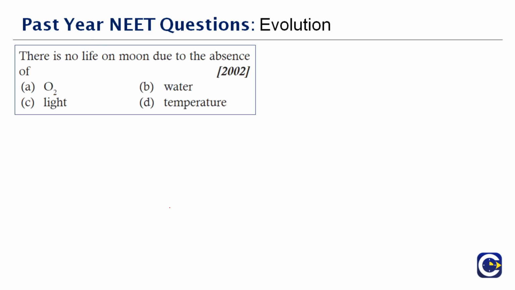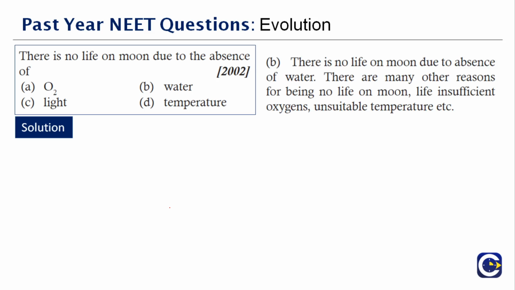There is no life on moon due to the absence of dash. Why is there no life on moon? It's not just oxygen that we require to survive. More than oxygen, we require water. There is no life on moon due to the absence of water. There are many other reasons for there being no life on moon. Life is insufficient without oxygen, unsuitable temperature, etc. But predominantly, what is lacking on moon is, I mean water. I'm sorry, it's water.